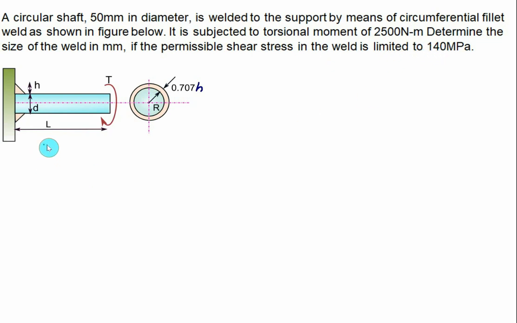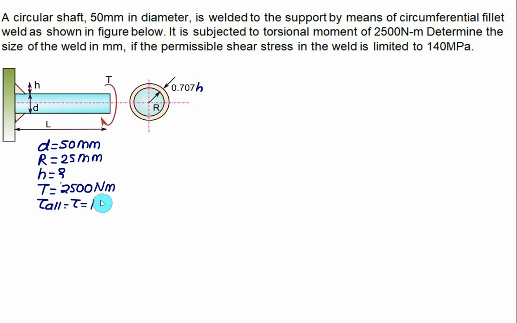So we have diameter D equal to 50 mm. Therefore we have radius equal to 25 mm. Size of the weld you have to calculate. Torque applied is T equal to 2500 Newton meter. The permissible shear stress, that is tau allowable, is equal to 140 megapascal. We require the value of J here. The value of J is 2 pi r cube multiplied by throat thickness t.